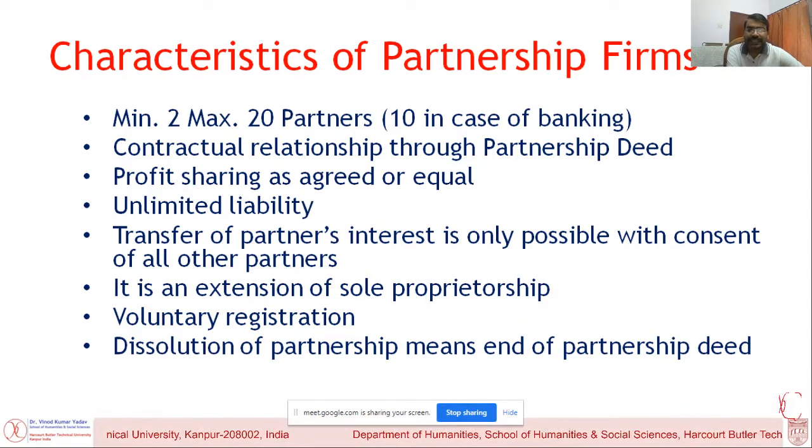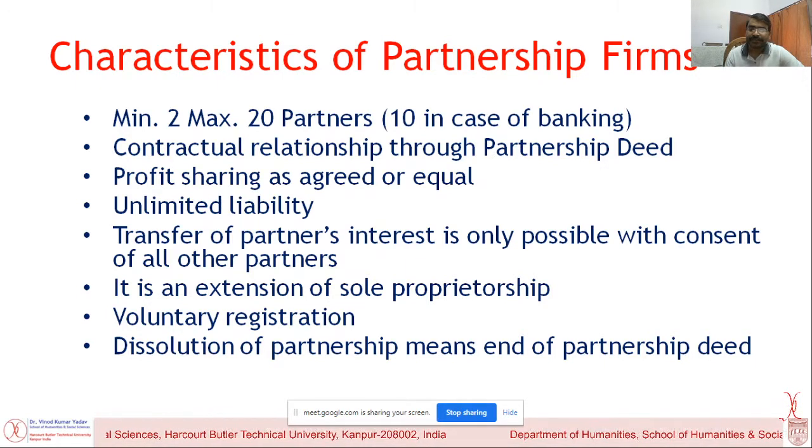Profit sharing amongst the partners is as agreed or equal. As agreed means sometimes partners do not agree to share the profit in equal proportion. Suppose two partners come into a partnership deed, and one partner says I will take only 25% and the other partner will take 75%, even though the investment is 50-50. That is why I say as agreed or equal amongst all partners, and this is based on the terms and conditions laid down in the partnership deed, which is very important.